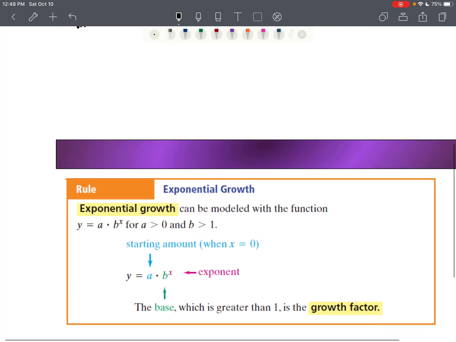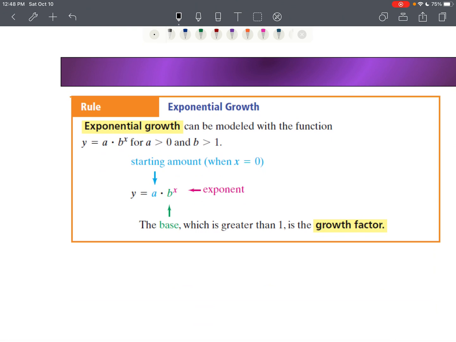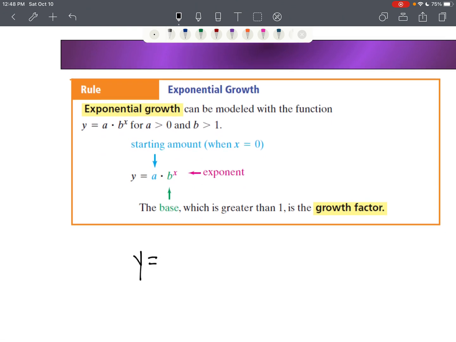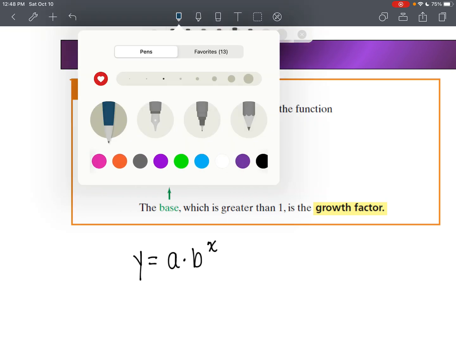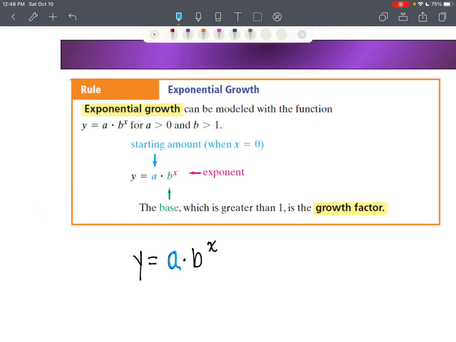So here's our standard exponential growth. It can be modeled with the function y equals a times b to the x. I'm going to rewrite everything that they've written here. I'm even going to try to do it in the same colors that they have. Let's see. We got a nice color, blue right here that we need. Okay, so we'll make a, that's our initial value. We should be getting very used to that. That's our initial value. We also know that graphically, that's our y-intercept.